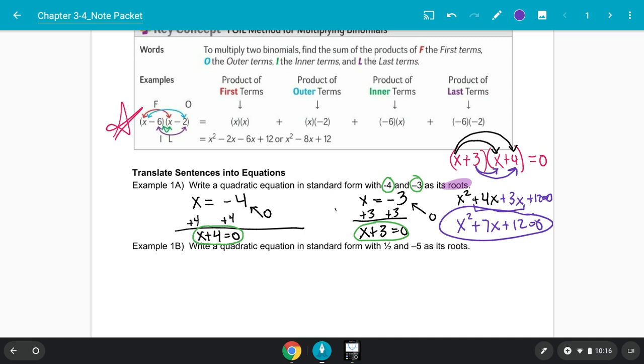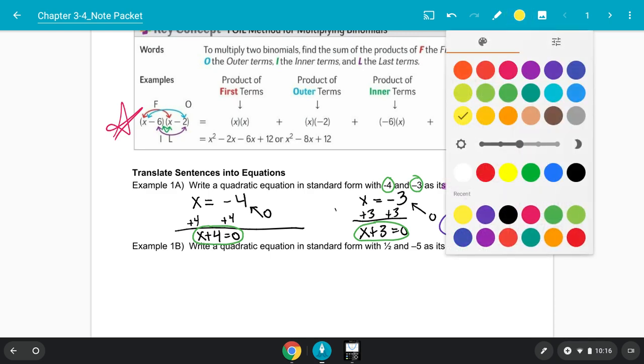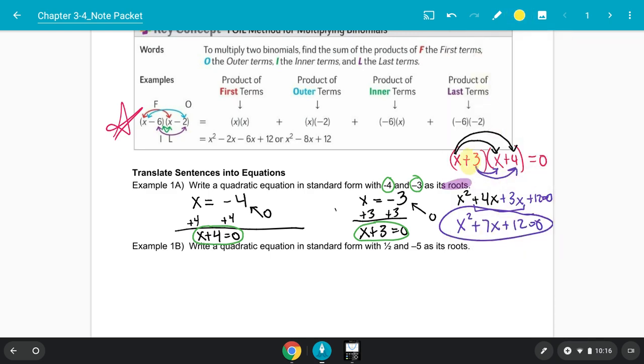Here's the shortcut. Do you see 3? What's 3 plus 4?